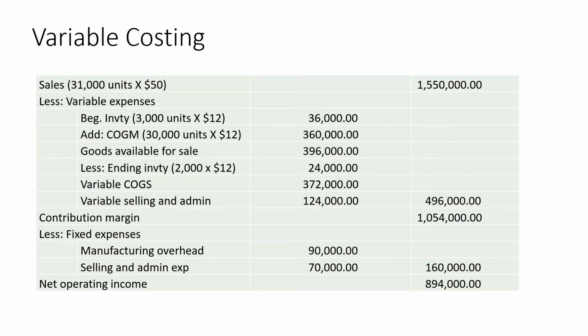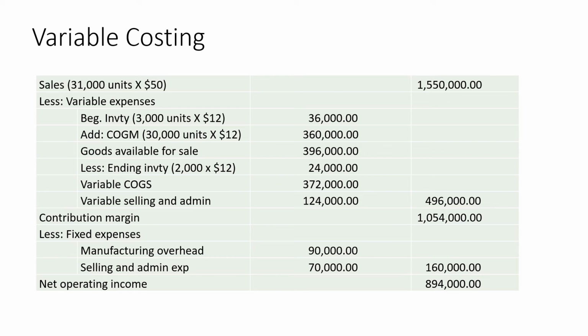For variable costing naman, your net operating income is 894. So, paano na-arrive itong 894? So, your sales, 1,550,000. Then, we deduct your total variable expenses. So, compute muna natin yung first variable expense, which is your variable COGS. Your beginning inventory is 36,000. That's 3,000 times 12. Then your cost of goods manufactured, 360. So your total goods available for sale is 396,000. Then we deduct your ending inventory. So gaano karami yung naiwan? 2,000 units. Then we multiply that with your product cost of 12. So we have 24,000. So your total variable COGS is 372, and then we add to that your variable selling and admin na 124.